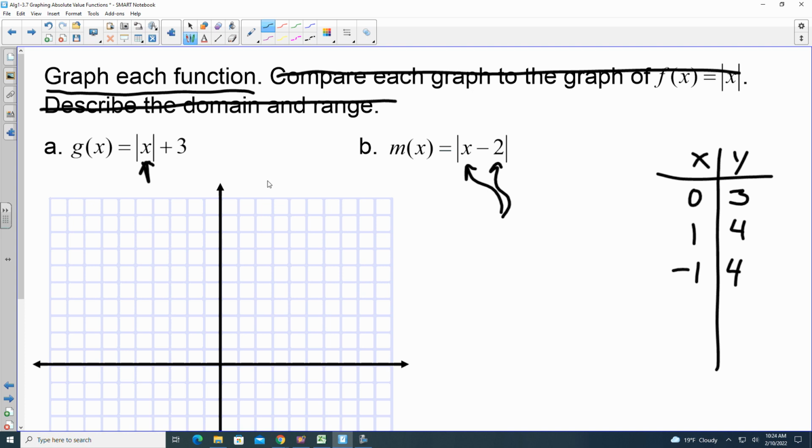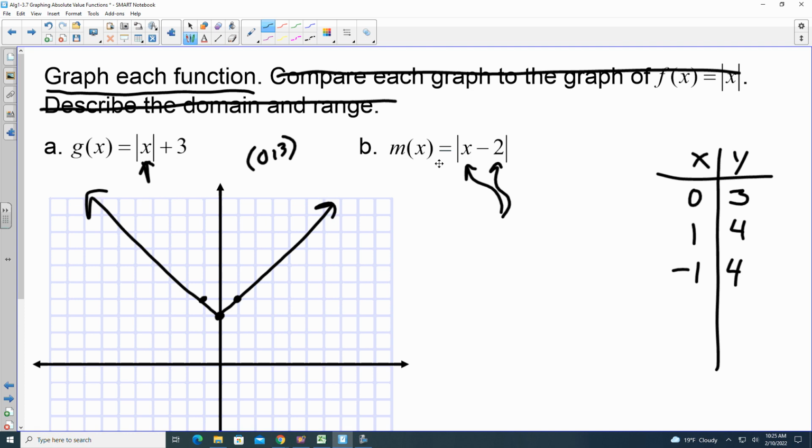So I'm just going to plot those points. I got 0, 3, which is right there. I got 1, 4, 1, 2, 3, and I have negative 1, 4. So if you notice, I have a change in my graph, and it appears that my vertex is located at 0, 3. So that's where it gets changed. So it looks like my graph is going to go here, and it's going to go here. So that is the graph of g of x is equal to the absolute value of x plus 3.